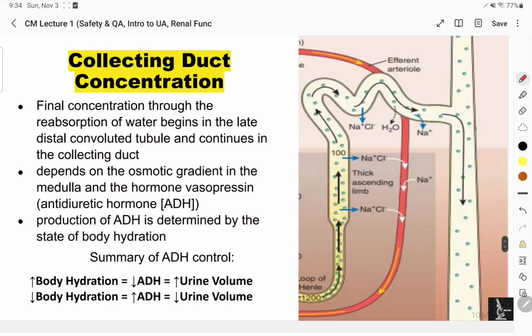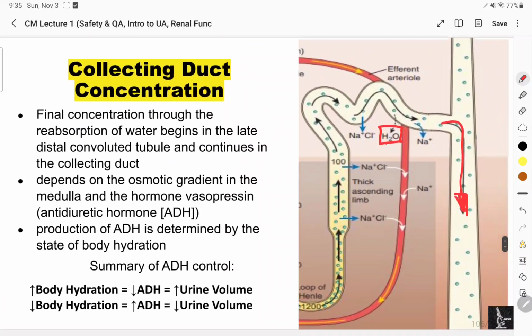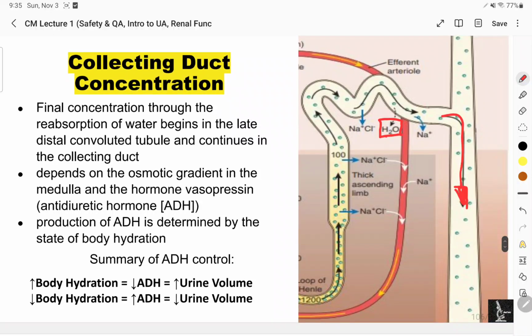So this is where the final concentration of your urine happens, because diri the reabsorption of water again begins in the late part, diri na siya sa may end dapit. Diri na siya mobalik nga mo reabsorb balik og water. Okay? Until mupadayon siya diri sa collecting ducts. Okay? So the concentration of your ultrafiltrate will depend on the osmotic gradient in the medulla and also by the hormone ADH. Okay?